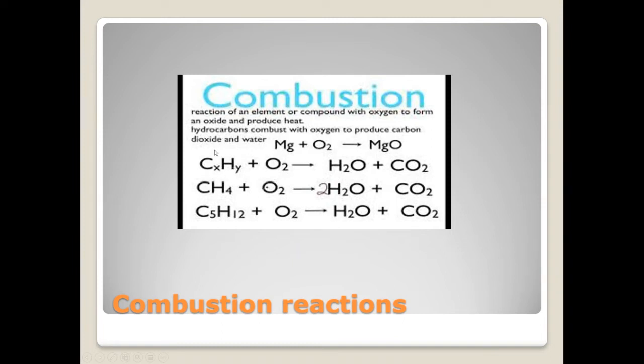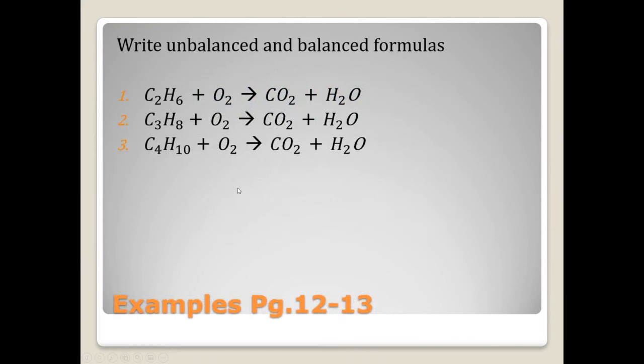But again, back to what is more important here, which is hydrocarbons. Again, CXHY plus oxygen gives us water, carbon dioxide, and generally heat. So here's CH4, which is methane, and here's C5H12, which is pentane, both reacting with oxygen to give us water and carbon dioxide. And then of course we have to write a balanced equation accounting for the number of carbons and hydrogens and that kind of thing. But we'll be doing that right away quick here, so I'm not going to do it on this slide.